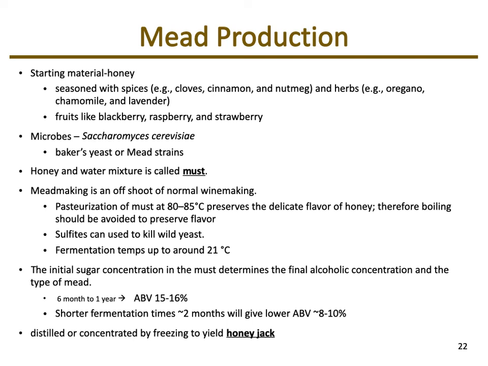Usually with these meads, they're allowed to ferment for 6 months to a year, which gets you an alcohol by volume concentration of 15 to 16%, but shorter fermentations can be done. They'll give you a lower alcohol content. The alcohol content, and what type of mead it is, really depends upon the sugar concentration to begin with. Obviously, if you have a higher sugar concentration, the yeast can produce more alcohol. Further, this can be distilled or concentrated, and this will yield honey jack.